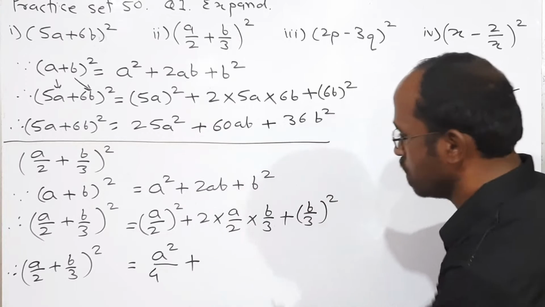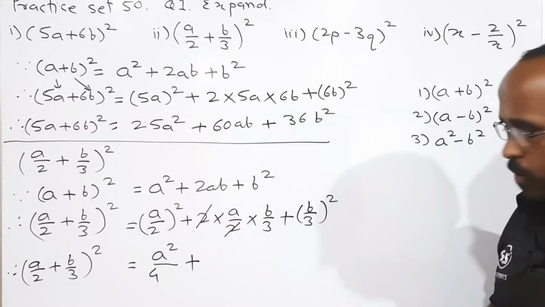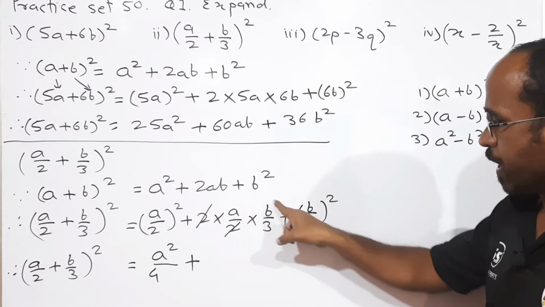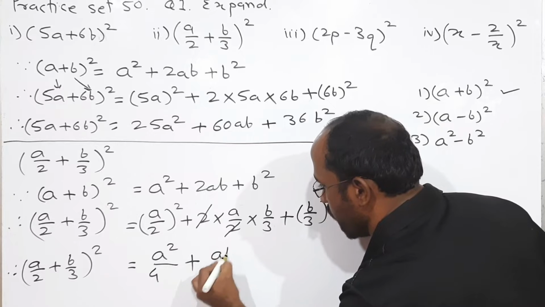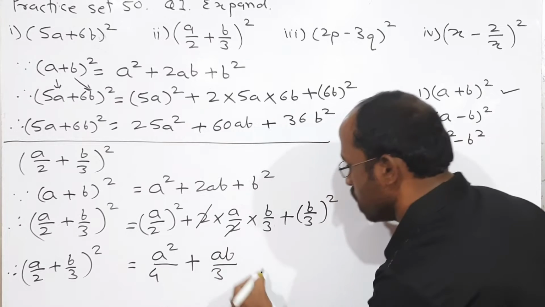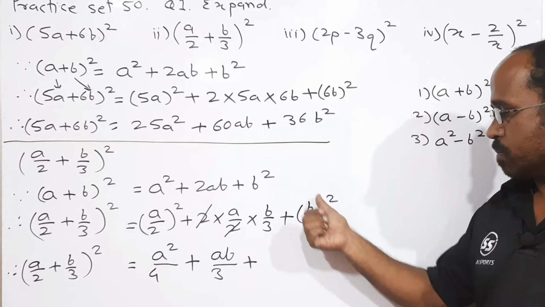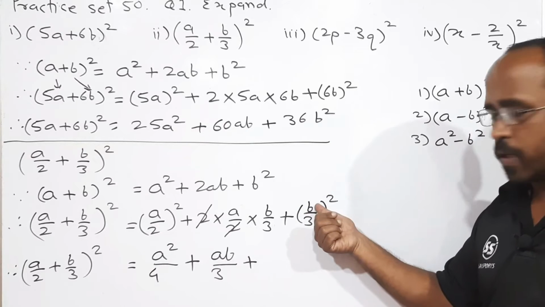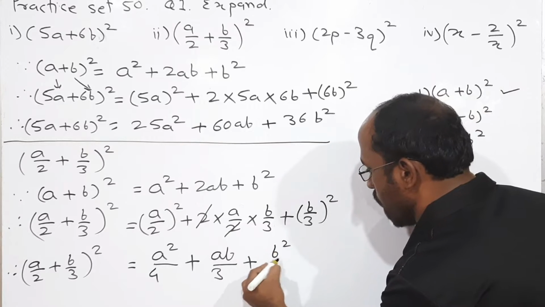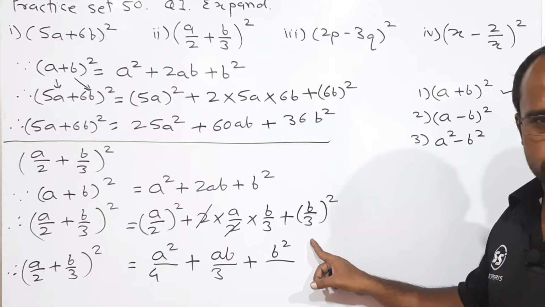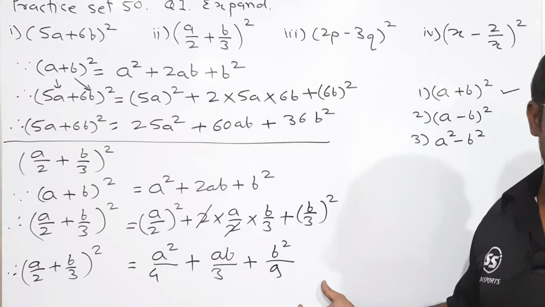Most of the time students forget to square the denominator. Plus this 2 will cut, one is from the numerator, one is from the denominator. So a into b is ab, and the denominator is only 3. So that is equal to ab upon 3 plus, once again we have to square a fraction, that is b upon 3. Square the numerator, square of b is b square, upon, square the denominator, square of 3 is 9. All of the terms are unlike, this is our final answer.